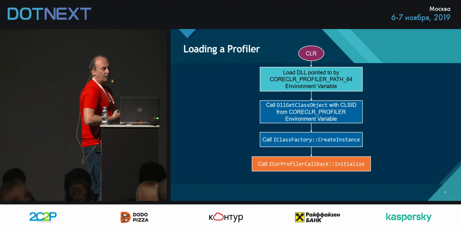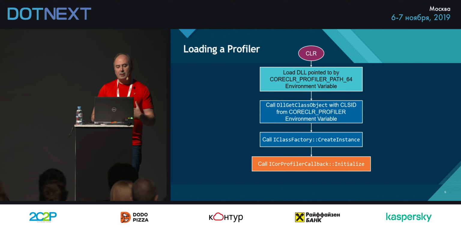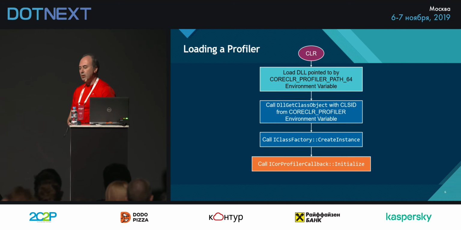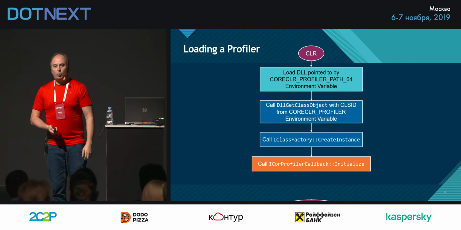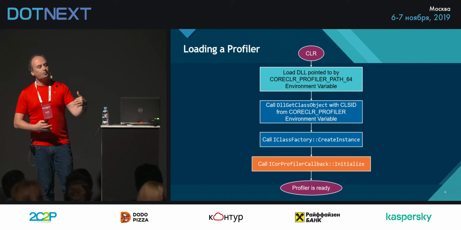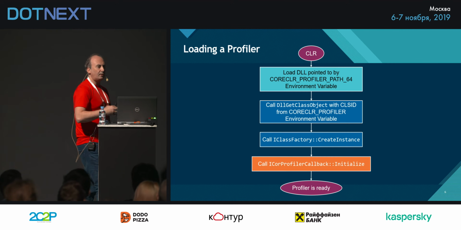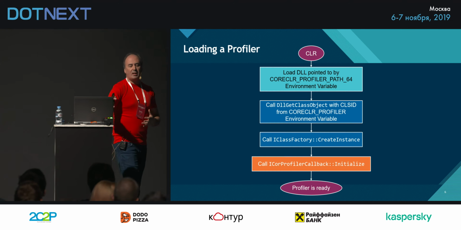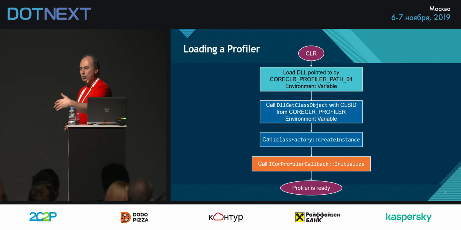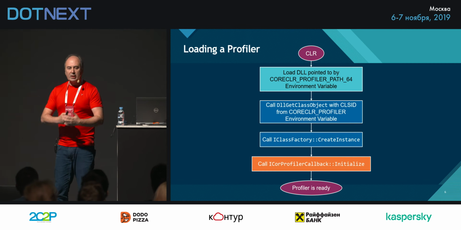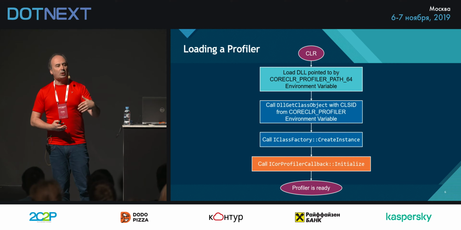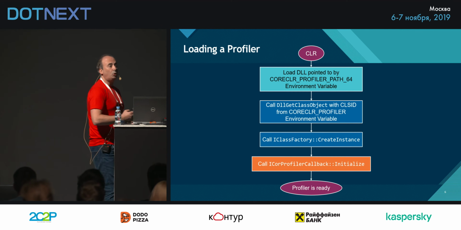And so the profiler implements an interface which is then just called by the core CLR with the Initialize method. And that's the final step where the profiler is ready to go. And from that point on, the profiler will start getting notifications using the same interface, ICorProfilerCallback, and more derived interfaces, about everything that's going on in the process. And in fact, the profiler can select what kind of notifications it wants to get.